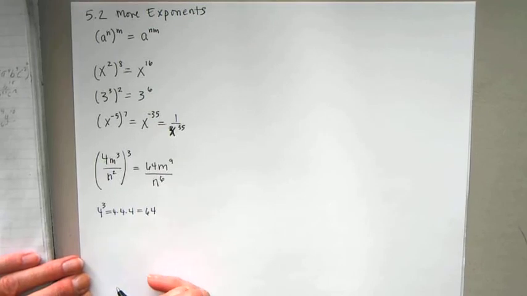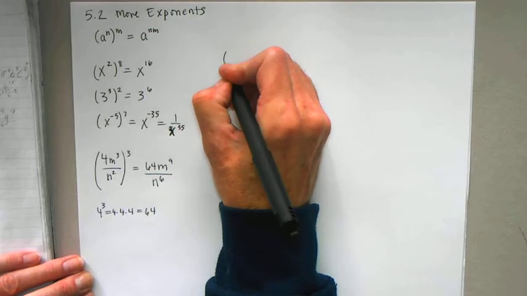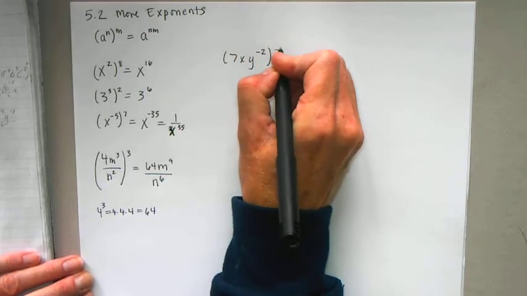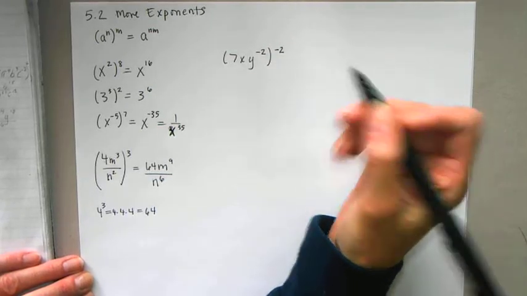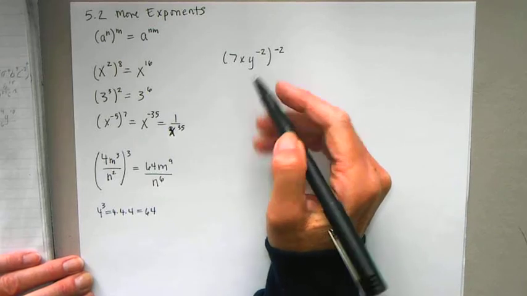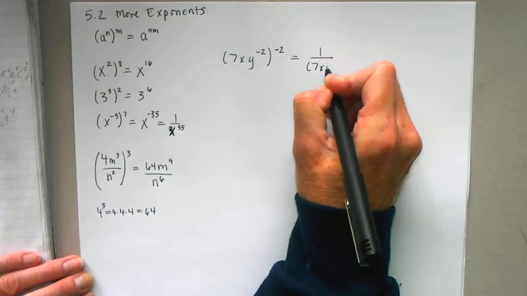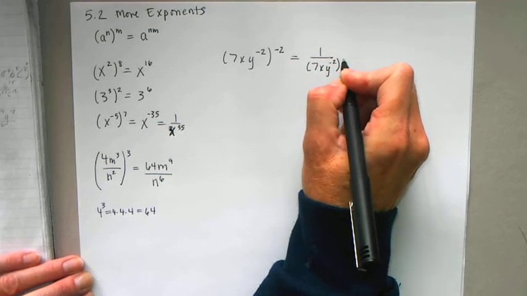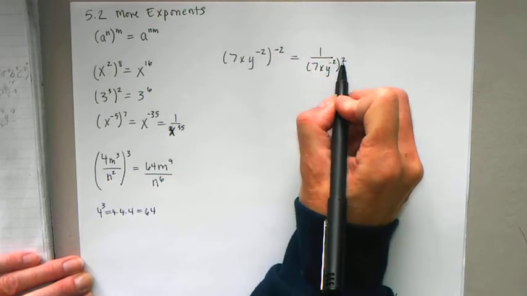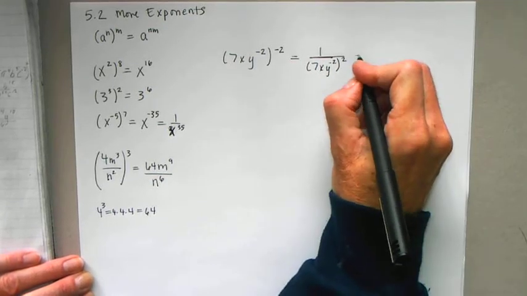So this is starting to look like a possible test question. Let's see. What if they gave you this one? 7xy to the negative 2 raised to the negative 2. So now we know we're raising every single thing in the parentheses, and there's two ways you can do this. You could begin by making it positive, by putting the whole thing on the bottom. And look, nothing inside changes. Only the outside became positive 2 when you do that. And then you raise everything to the positive 2.